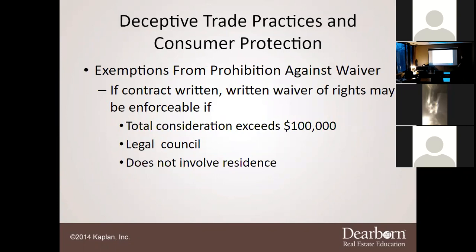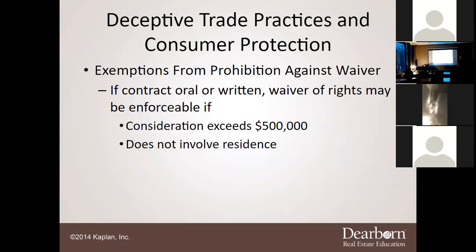The exemptions from prohibition against the waiver. If a contract is written, waiver of rights may be enforceable if the total consideration exceeds $100,000, legal counsel has been involved, and it does not involve a main residence. Okay. Now, if the contract is oral or written, the waiver of rights may be enforceable if consideration exceeds $500,000, and of course does not involve the residence.